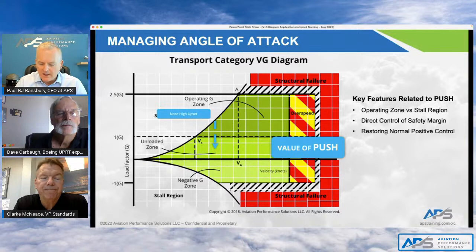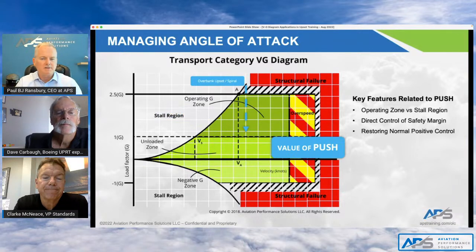Nope. Okay. Let's jump into one that's perhaps a little bit more, not necessarily complicated, but there are a few more things going on. This is one of the harder areas to teach in upset prevention and recovery training, because nearly every element of those six essentials in every airplane upset needs to be looked at.